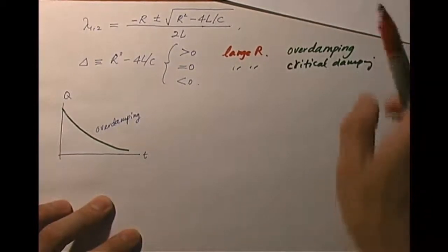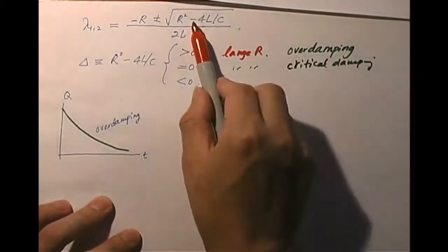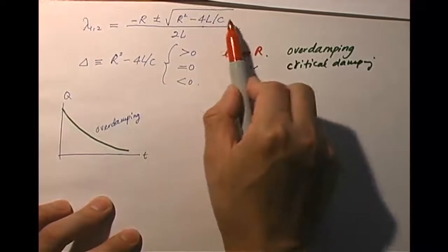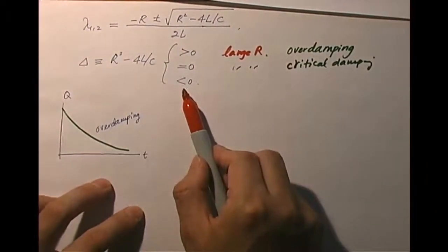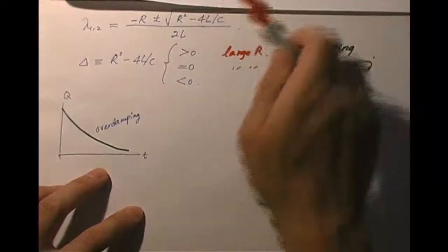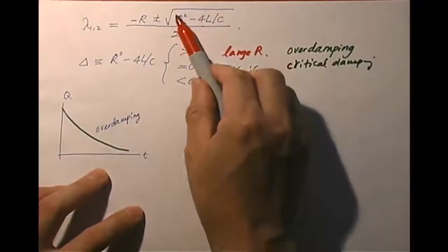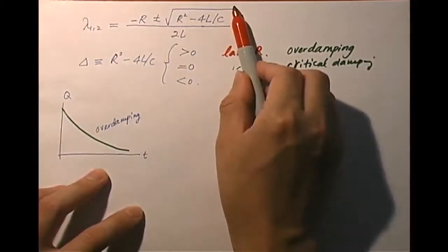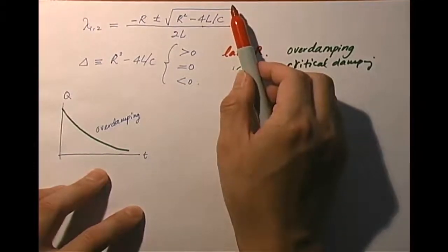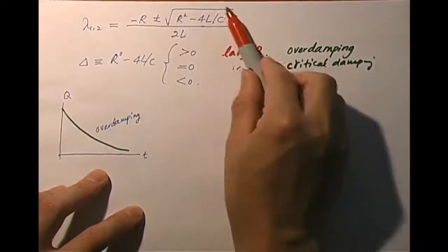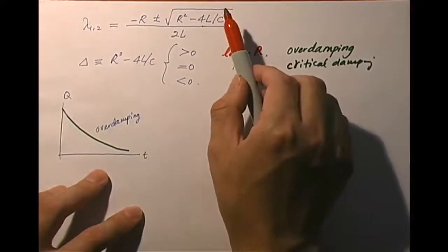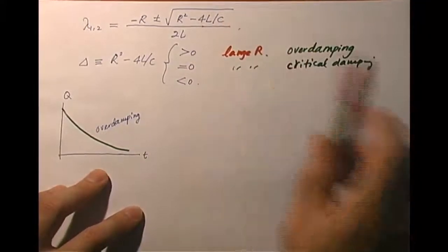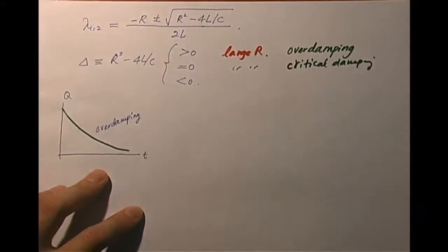As a matter of fact, if R squared is less than 4L over C, which means delta is less than 0, then you will have oscillation. If that is the case, you're going to end up with a negative value under the square root. That means the whole square root expression is not a real number anymore. It is an imaginary number.